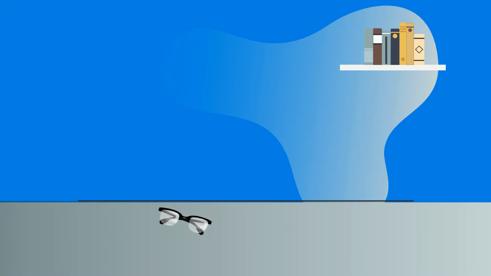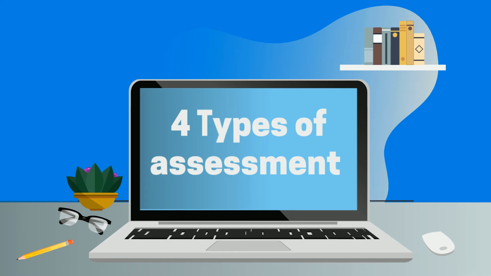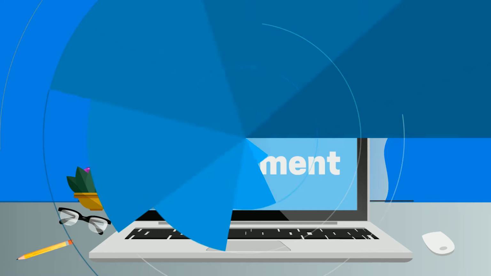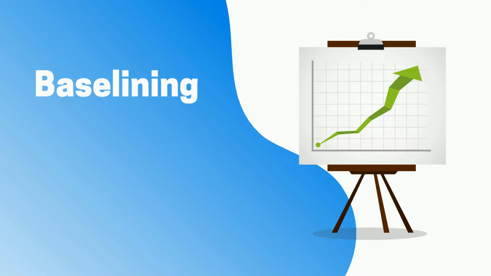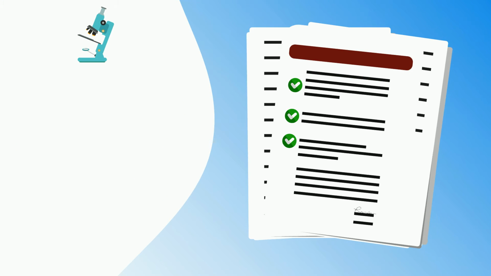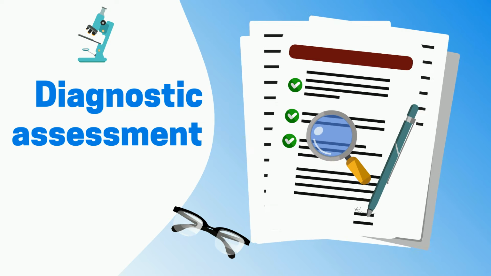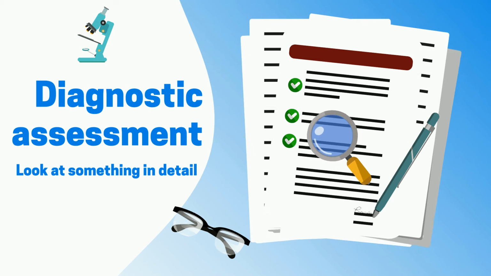Okay, so let's continue. Through the time that you're working with a student, there are 4 types of assessment that you work with them. I'll list them first so you have an idea what they are, and then you'll see how they are being used at different times for different things. There is baselining, which is a type of assessment where we get to know a student's starting point. A second type that we can use is called diagnostic assessment, and this diagnostic assessment allows us to look at something in detail. Again, I'll go into it further and give examples in a couple of minutes.